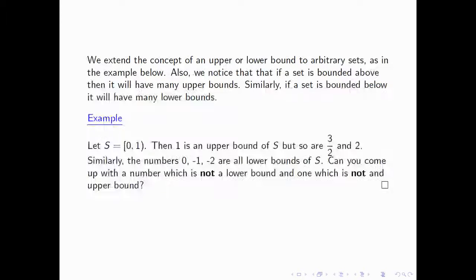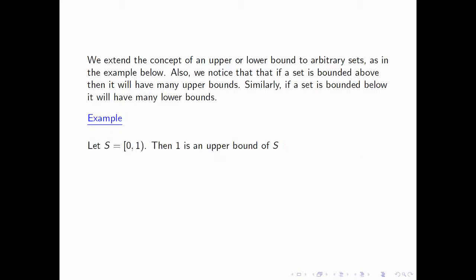So go back to this example again. This is 0, 1, this interval, open on the one side, closed on the other side. We saw that 1 is an upper bound for the set. We saw that 1.5 is an upper bound. We saw that 3 is an upper bound, 1,000,000 is an upper bound. So this set has an infinite number of upper bounds.